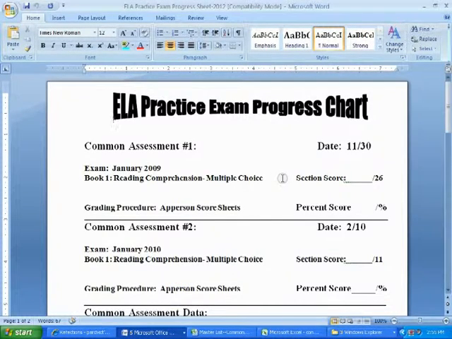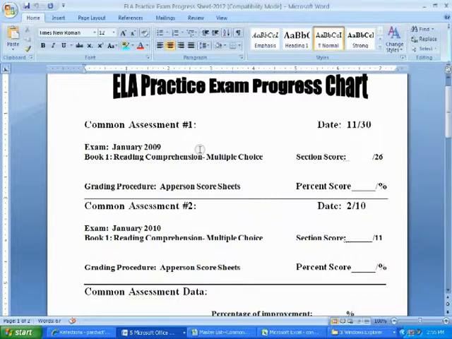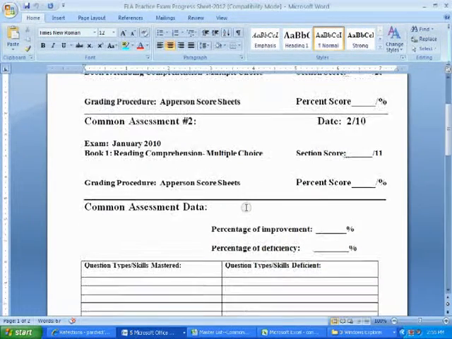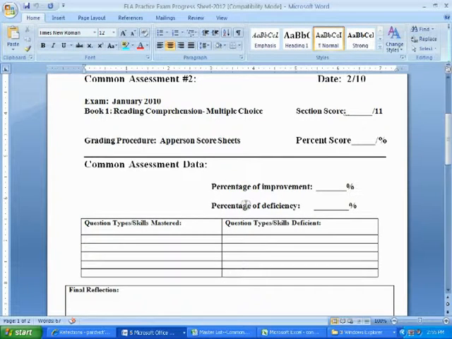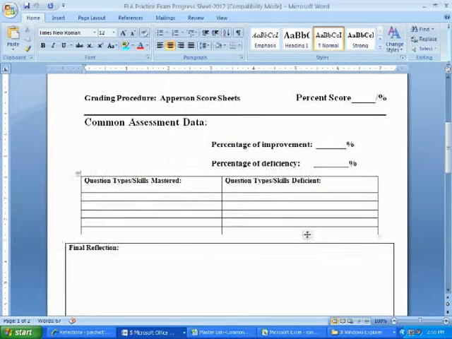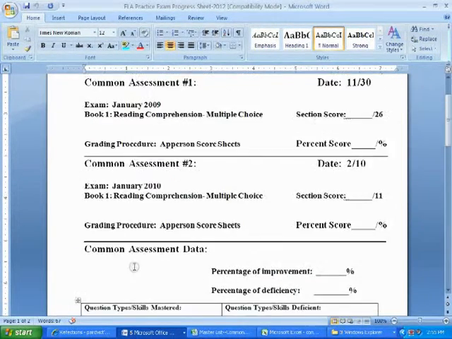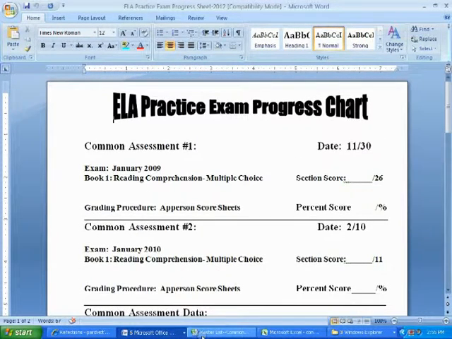I also like to give them this ELA progress chart, so they can see where they're doing. They can take a look at the dates that they've taken, their section score, their percent score. We put this in their ELA folders. They take a look at their questions, the skills mastered, and the skills that are still deficient. They can reflect on those skills through a little bit of writing, a basis for those online web reflections to help them out.